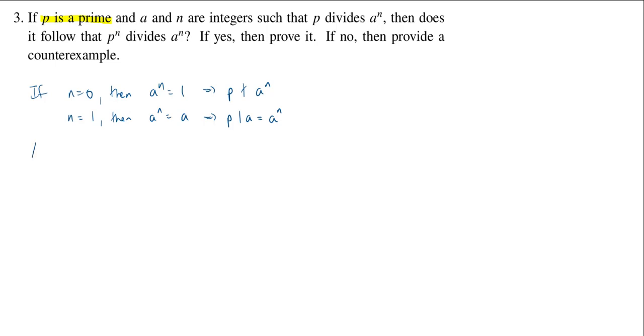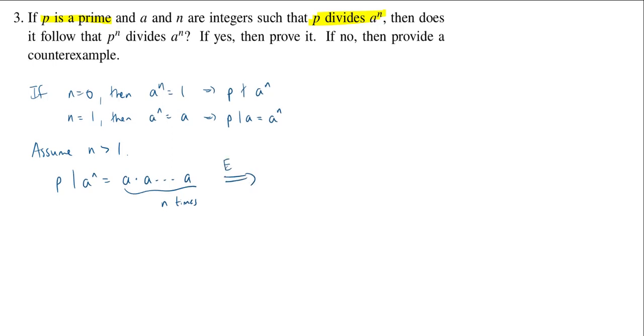So let's assume n is greater than 1. We are assuming that p does divide a to the n. So p divides a to the n, and I can write a to the n as a times a times a, n times. I have a prime dividing a product. This is exactly where we can use Euclid's lemma.